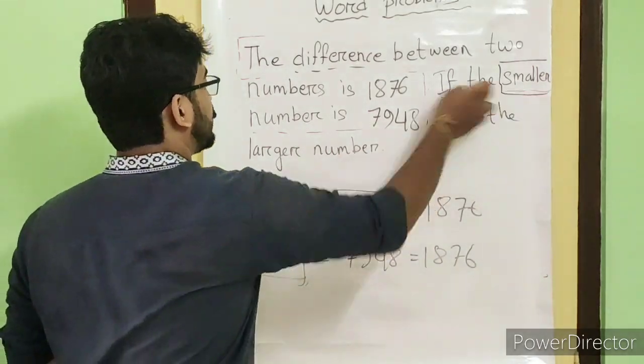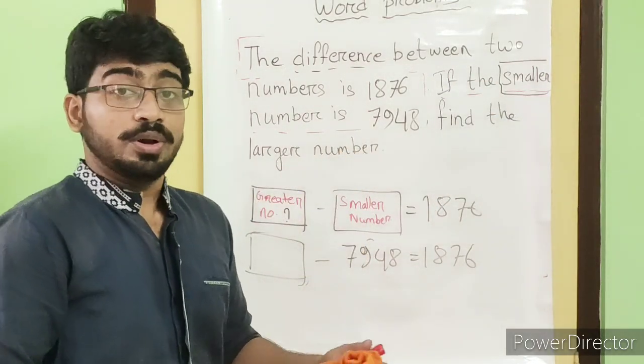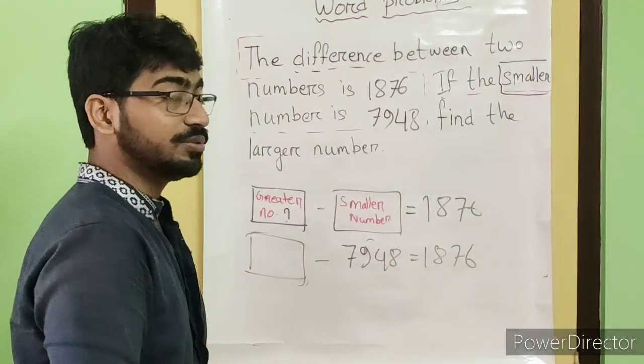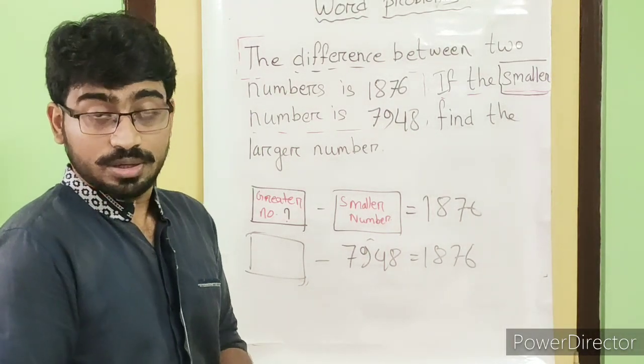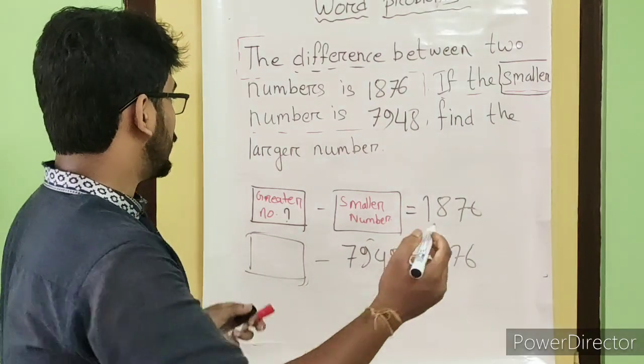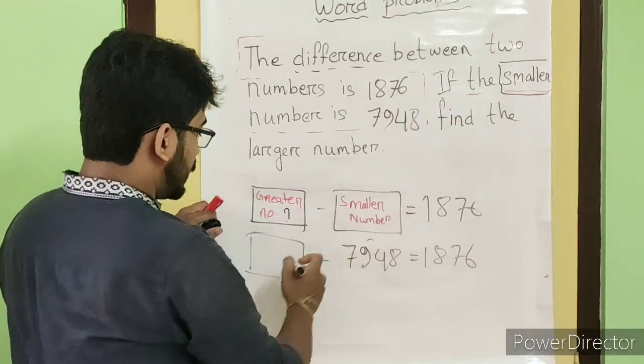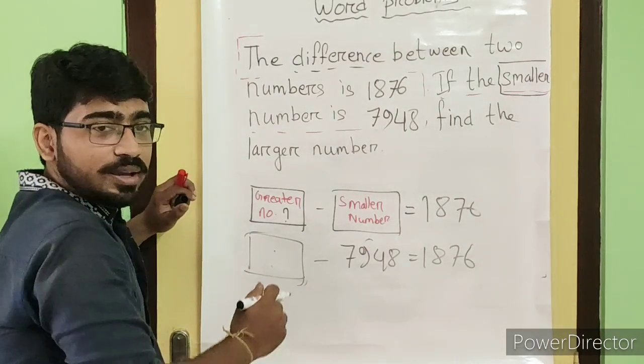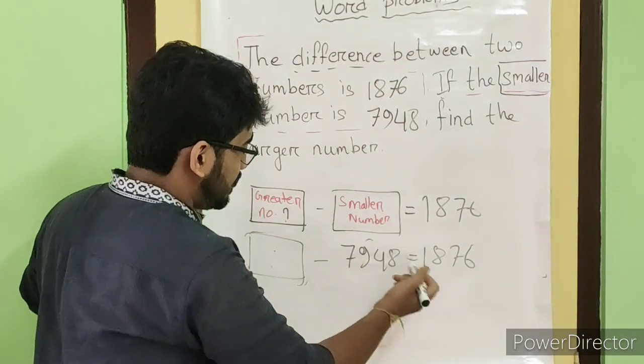Okay, which one is the clue? The smaller number. So if a detective can find out this clue, then he or she will solve the case. So what is the case? Find the larger number. We have to find this one. So let's start solving.